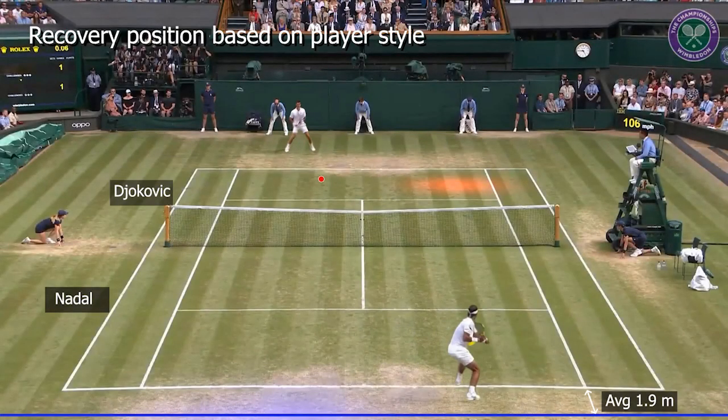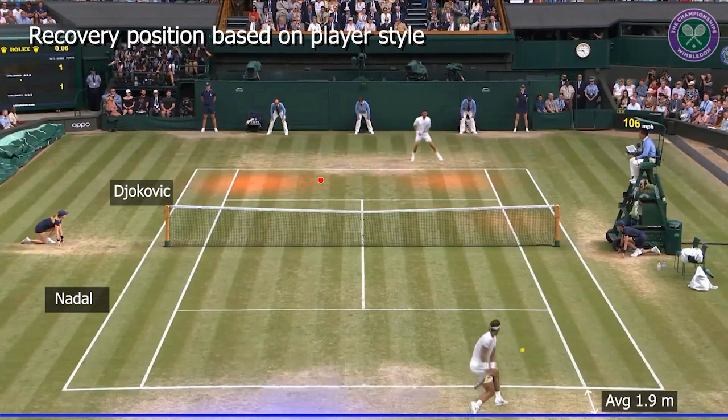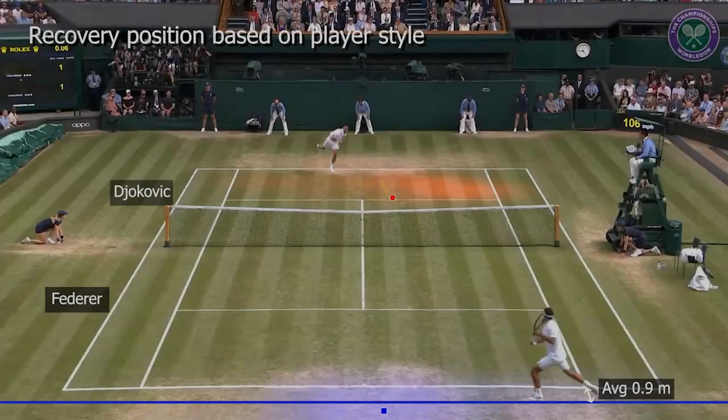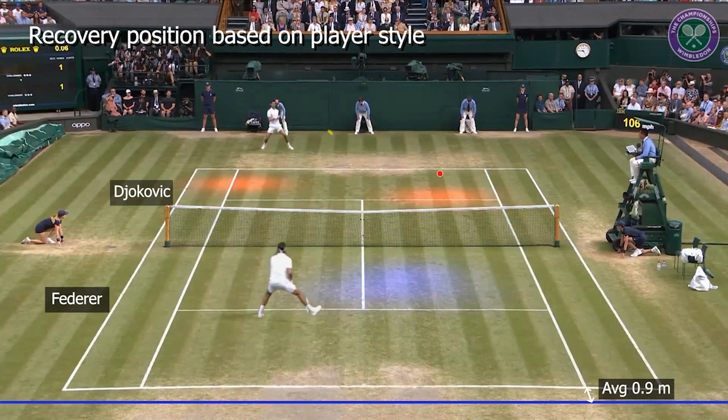Our behavioral models also capture player-specific style. For example, Nadal tends to recover to positions farther back in the court, on average about 2 meters behind the baseline. In contrast, Federer prefers to stand about 1 meter closer to the baseline, ready to attack if the opportunity arises.